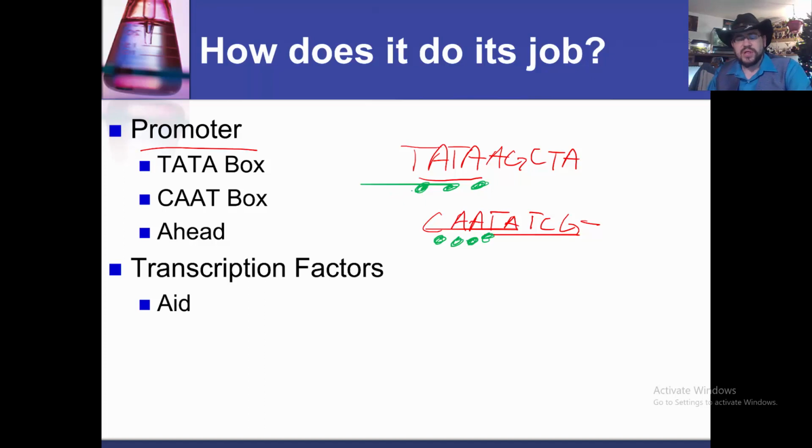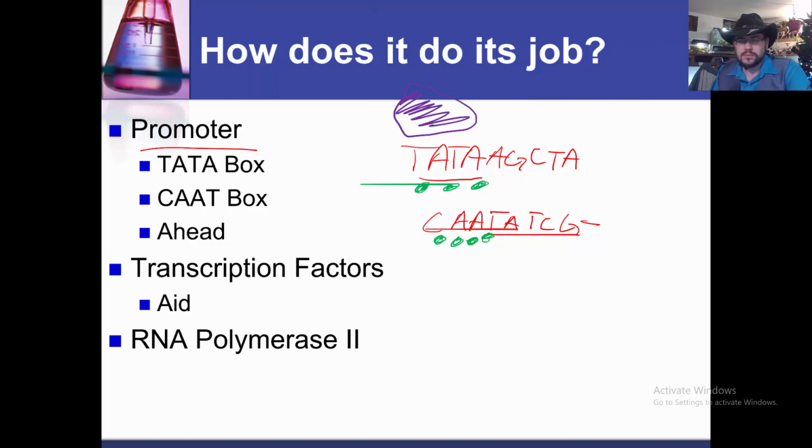And it aids polymerase II binding. RNA polymerase II is aided in binding to the promoter via these transcription factors that bind to the TATA box or the CAT box or the different kinds of boxes. So RNA polymerase II binds at the promoter sequence, and then it will move along the gene. It will follow the template strand and just move along until it's done transcribing.